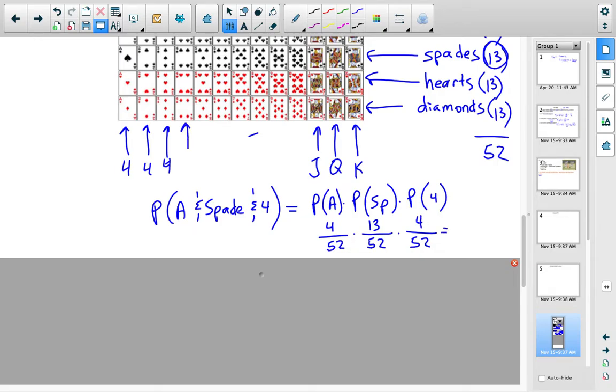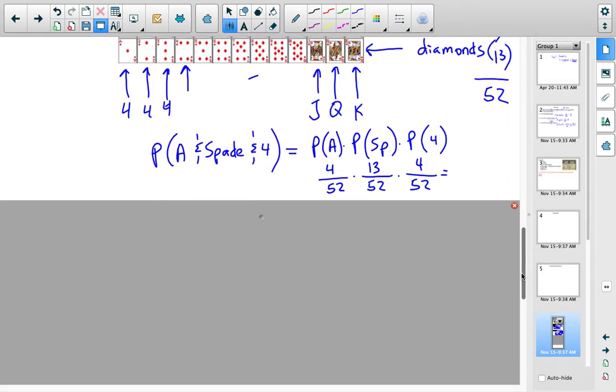And you could multiply that all out and reduce. You could actually reduce it a little bit right here. 4 over 52 is 1/13. This is 1/13. And 13 over 52 is 1/4. So you could multiply that all out, and you'd get 169 times 4. I'll let you do that math. You can also use that fraction reduction strategy in your calculators.